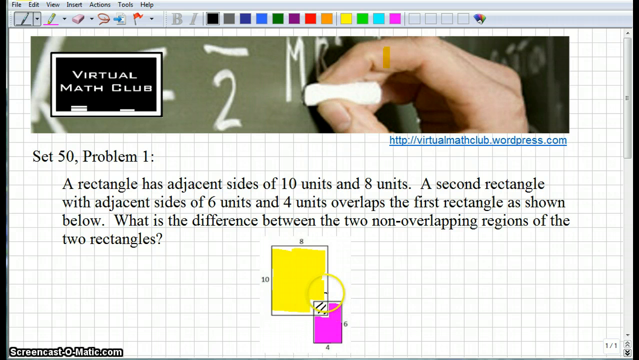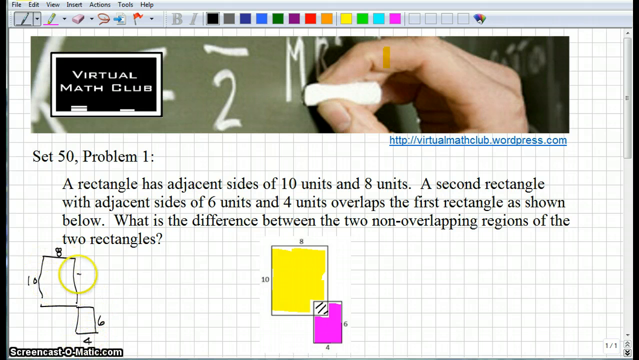So you might be looking at this and wondering, well, how much do they overlap? And I would start by doing a little bit of exploration with this. Let's look at a couple of extreme cases. Let's look at the case where the overlap is basically nothing. So we have the case where we've got the big rectangle and the small rectangle. This one is 8 by 10, and this one is 6 by 4.